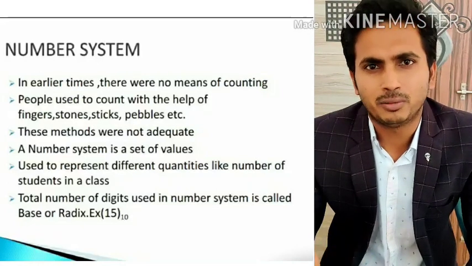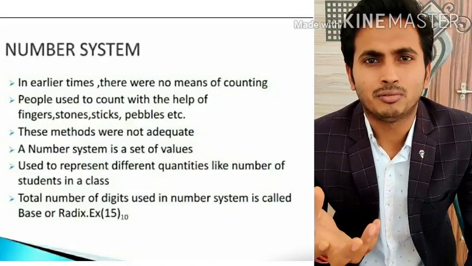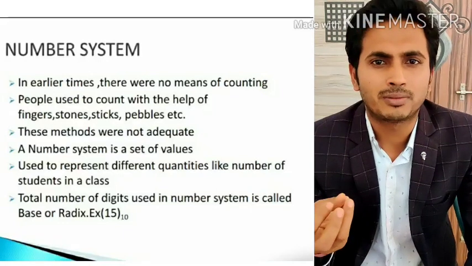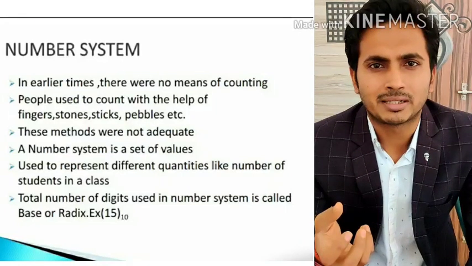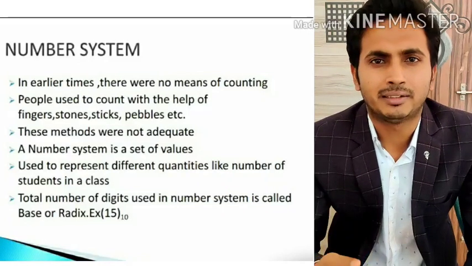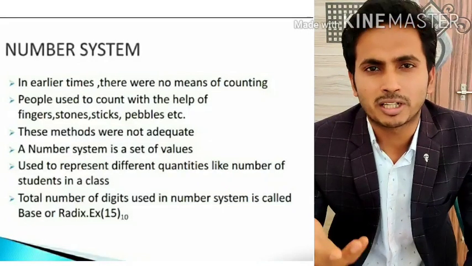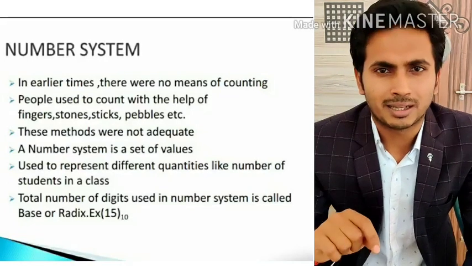So first let me tell you what this number system is. A number system is a set of values. We have certain values which are used to represent some quantities. For example, how many students are there in the class? I can represent it with the number system. Suppose there are 5 students in the class, so I can say that 5 students are there in the class.